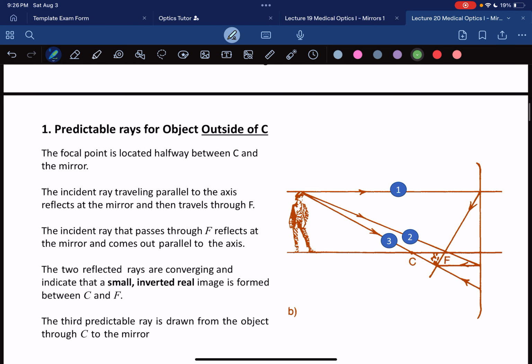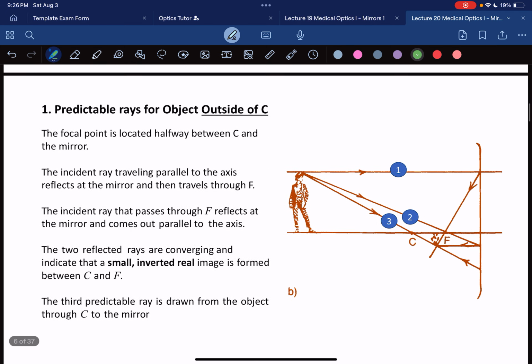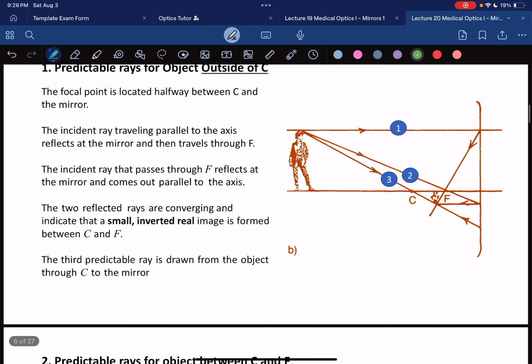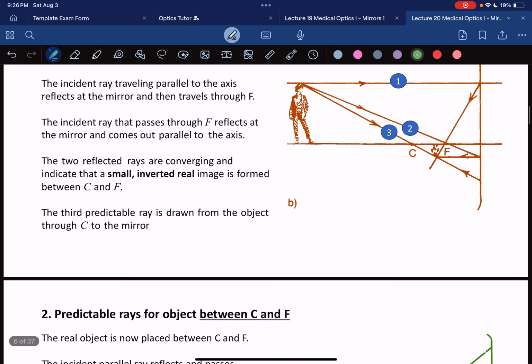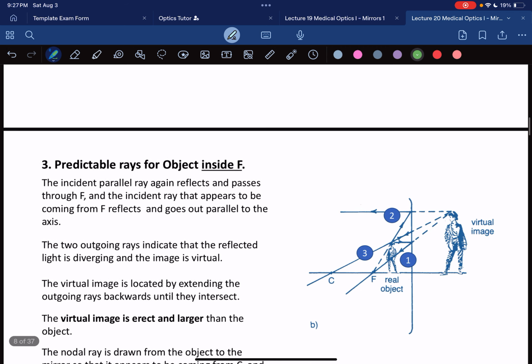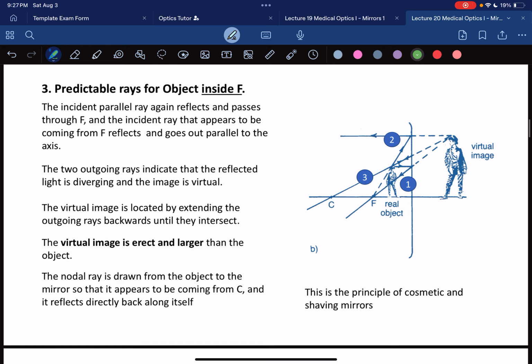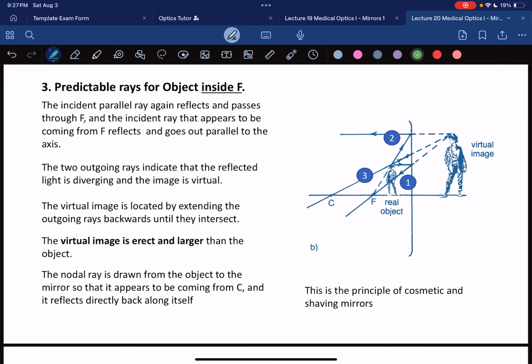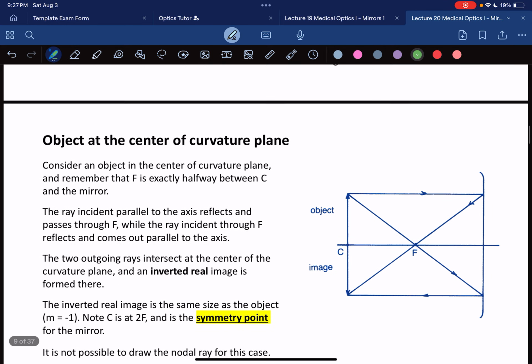And then there are all these other things. If the object is outside of the center of curvature, then the image is going to be small, teensy, inverted and real. If it's between the center of curvature and the focal point, it's going to be larger, inverted and real. And if you're inside the focal point, the image is going to be virtual and magnified. Okay?